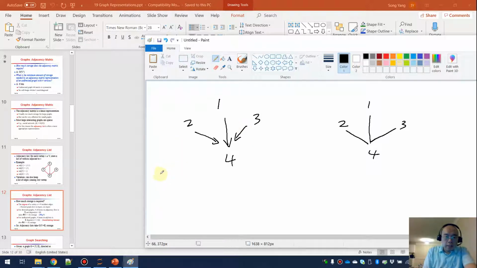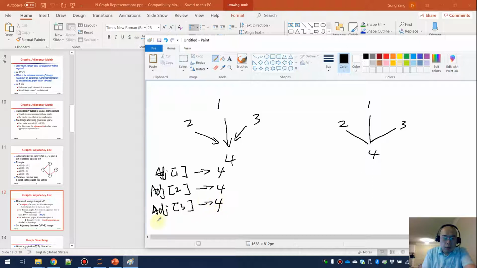So for ADJ1, we will have a 4. For ADJ2, we have a 4. For ADJ3, we have a 4. And for ADJ4, we have nothing. So in this case, we are creating a total of 4 slots because we have 4 nodes, or 4 vertices.